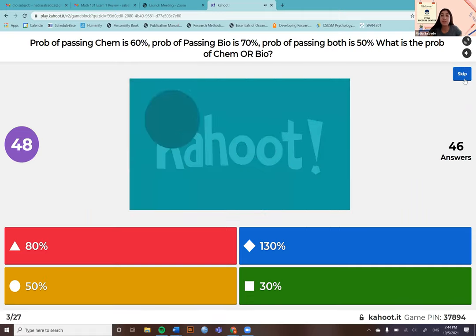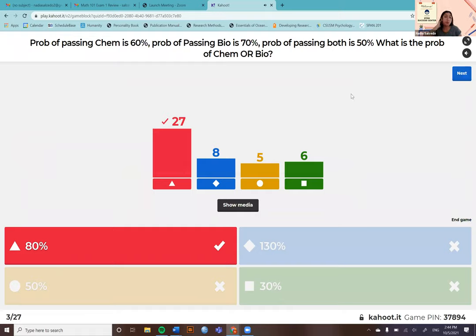All right, since it's slowing down, I'm going to go ahead and skip the question. We got 80%. Some few of you chose some different answers, so I'm just going to go over it. The probability of passing chem is 60%, the probability of passing bio is 70%, and the probability of passing both is 50%. What is the probability of chem or bio?